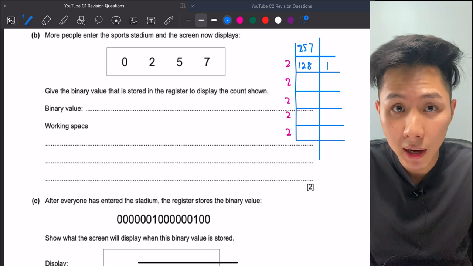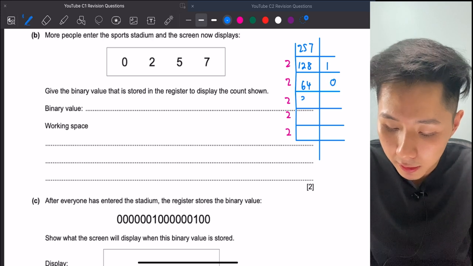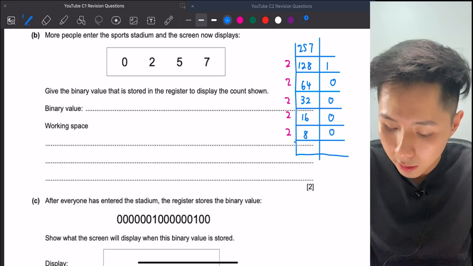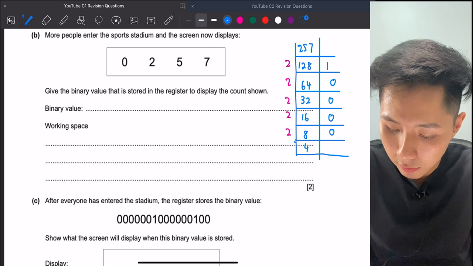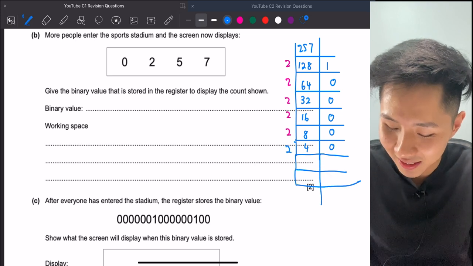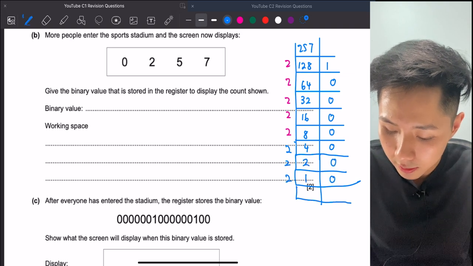So 128 divided by 2, I got 64 with no remainder. 64 divided by 2, 32, no remainder. 32 divided by 2, 16, no remainder. 16 divided by 2, 8, no remainder. 8 divided by 2, 4, no remainder. And I don't have enough space. 4 divided by 2, 2, no remainder. 2 divided by 2, 1, and remainder 0, and 1.